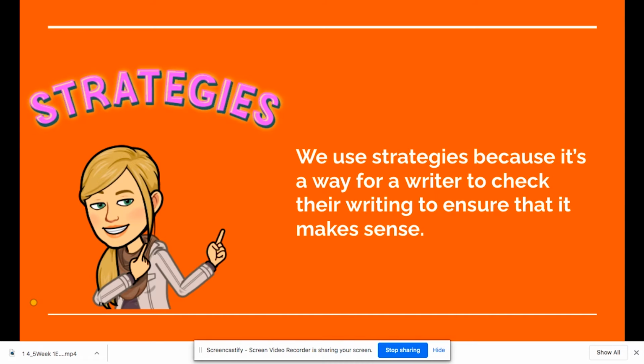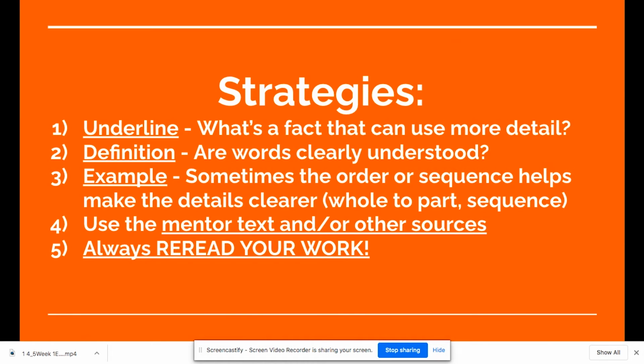We're going to show Sarah a few strategies. We use strategies because it's a way for a writer to check their writing to ensure that it makes sense. Today we're going to talk about a couple of them. The first one is underline. What's a fact that could use more detail? A definition. Are words clearly understood? An example. Sometimes the order or sequence helps make the details clearer. Pull to part, sequencing. Use the mentor text and other sources, and always reread your work.